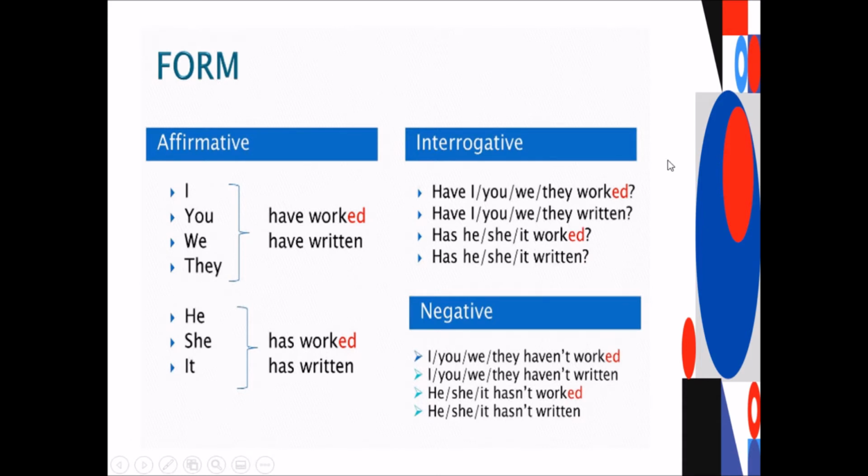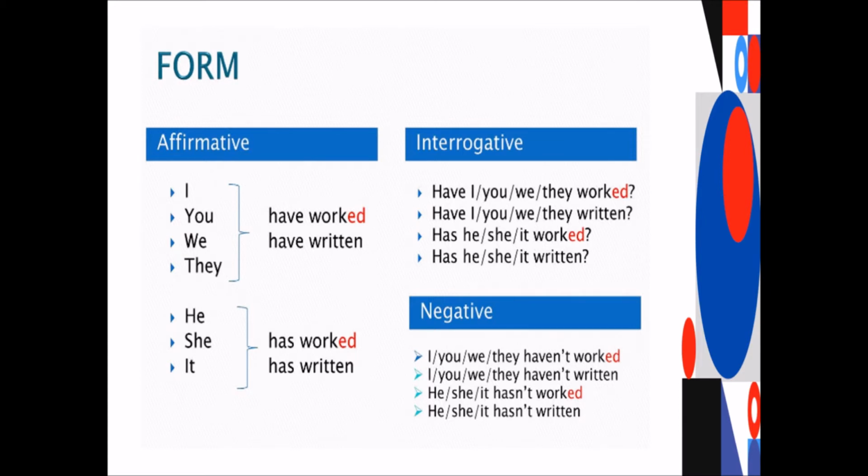Guys, as we know for interrogative sentence, we also have to invert the auxiliary verb, in this case, have, and the subject. Then we have I, you, we, they worked. Have I, you, we, they written. All right? And also for he, she, it, we have to invert the word has, that is now the auxiliary verb for these ones, okay? So, has he, she, it worked? Has he, she, it written?